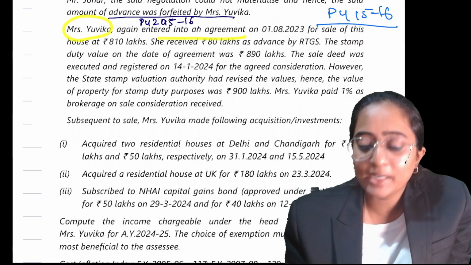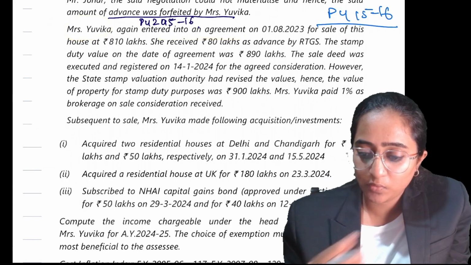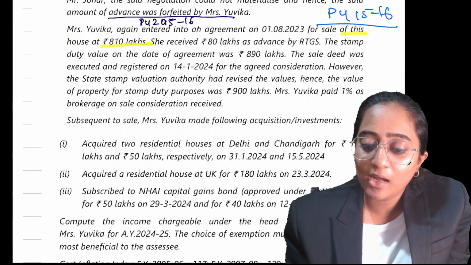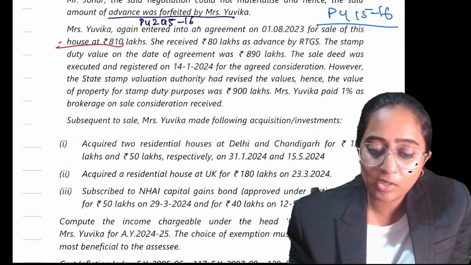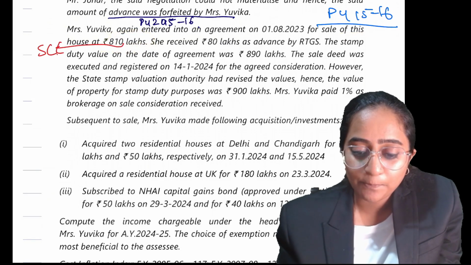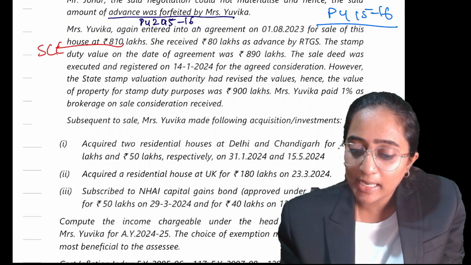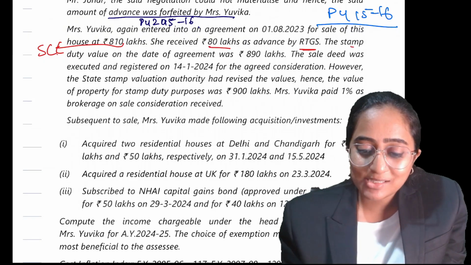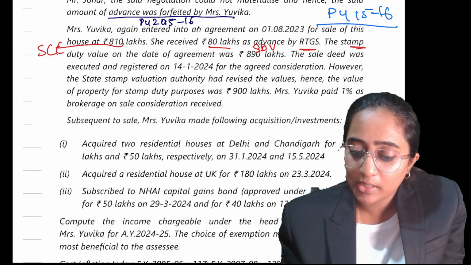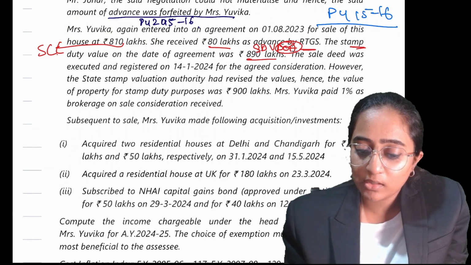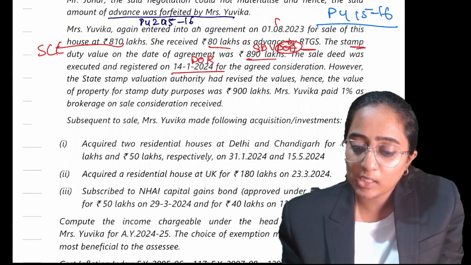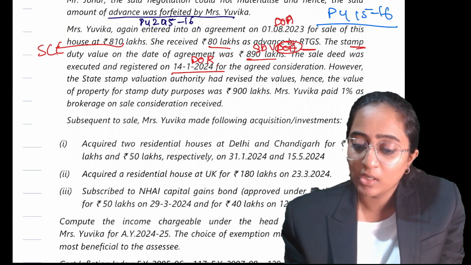Mrs. Yuvika again entered into an agreement on 1/8/2023 for sale, where 810 lakh is the sale consideration. Remember, people, this is going to be the sale consideration. She received 80 lakh as advance through RTGS. The SDV as on the date of agreement is 890. The sale deed was executed on the date of registration, and the date of agreement is this.